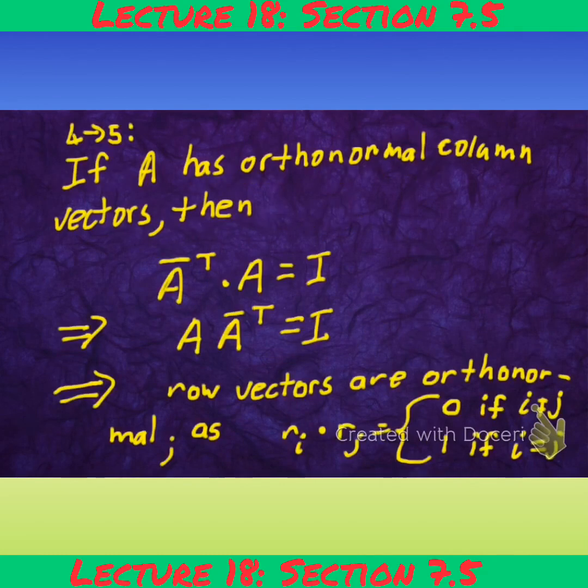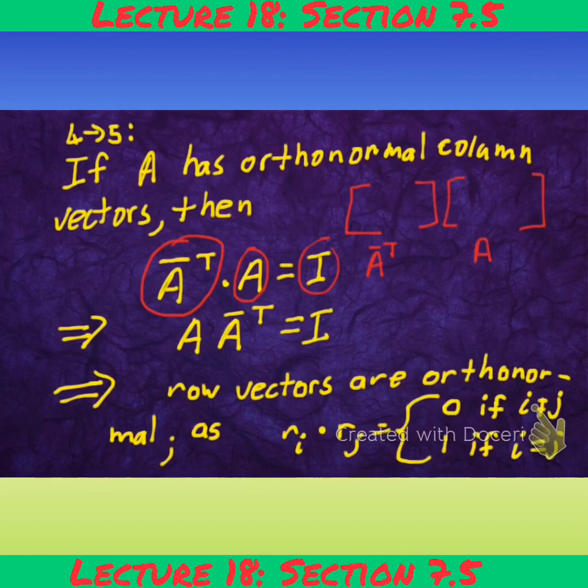Right, let's prove that 4 implies 5. So let's assume A has orthonormal column vectors. Then if we go and look at the matrix A, and I take its conjugate and its transpose, and I multiply it with the matrix A, that has to be the identity matrix, right? Because if I look at this matrix here, A conjugate transpose, and I multiply that with A, remember the conjugate of A's transpose.